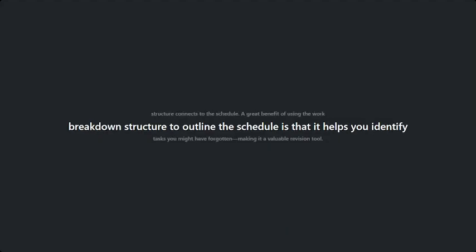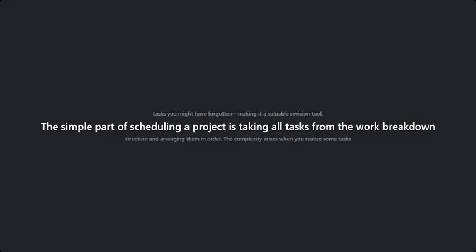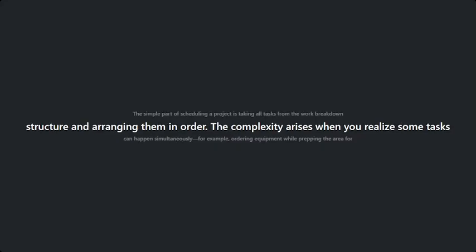One of the things that's really great about taking the work breakdown structure and outlining the schedule is this is a great place to identify tasks that you forgot about. So it's a great revision piece. Essentially, the simple part of scheduling a project is taking all of the tasks in the work breakdown structure and putting them in order.